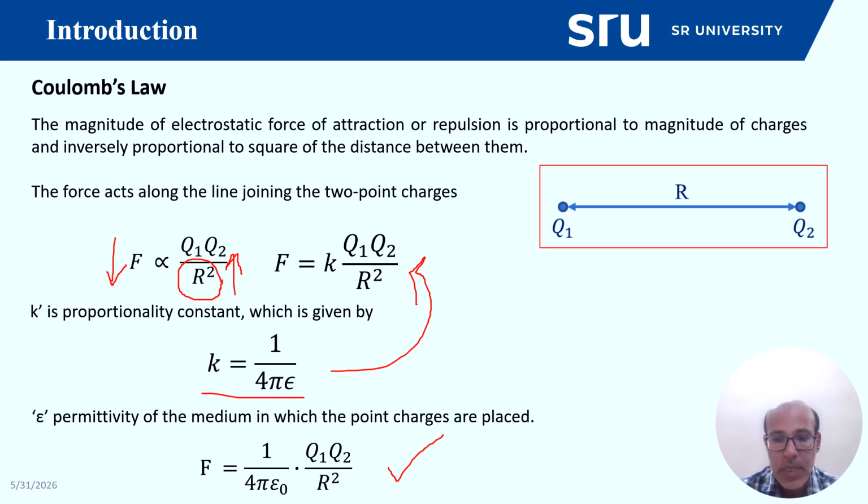The formula which I have considered is only by considering the scalar nature. Otherwise, the force of attraction or repulsion is directional and we need to consider the vectorial representation. But for the sake of understanding, I've considered only the magnitude of the force of attraction or repulsion. So with the help of Coulomb's law, one can determine the force of attraction or repulsion.